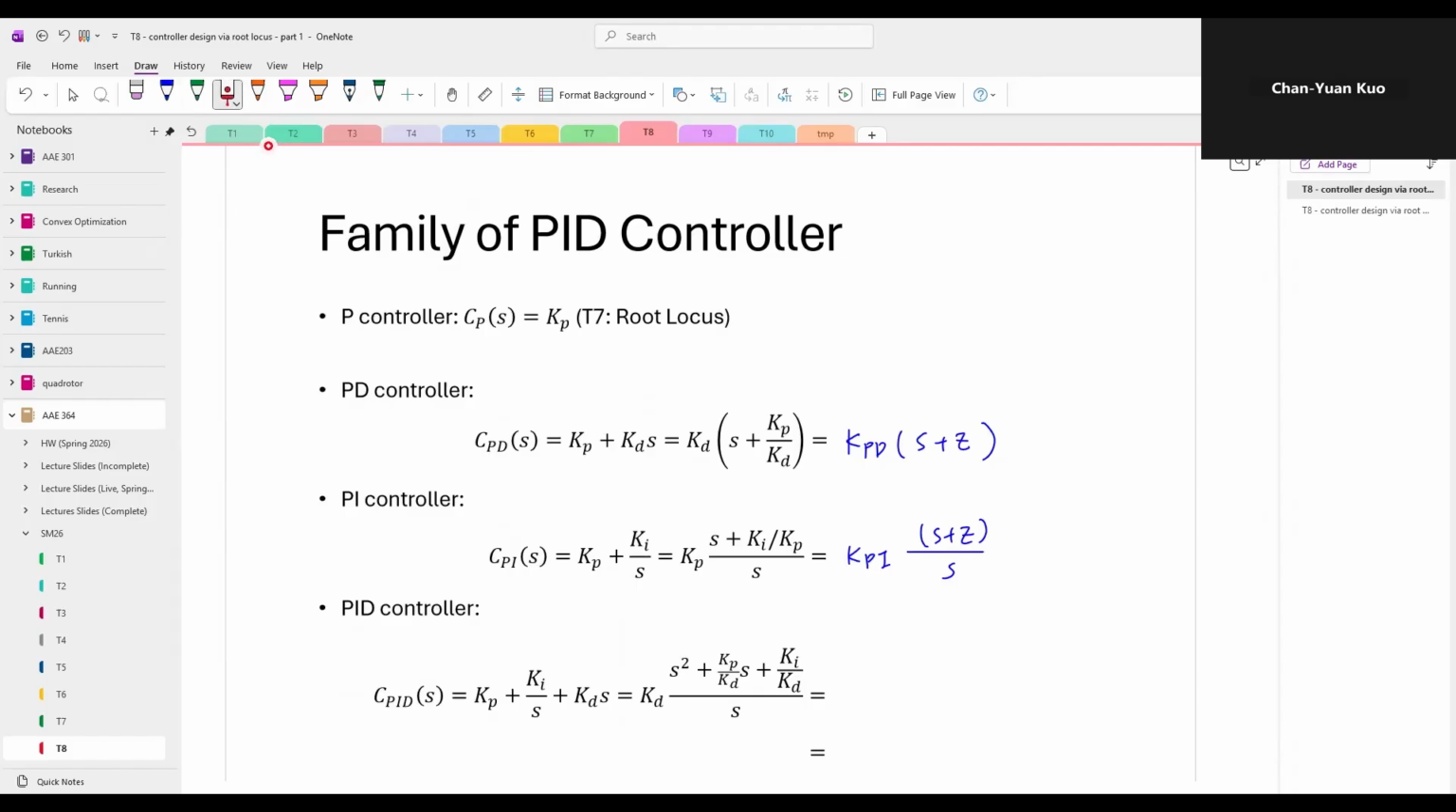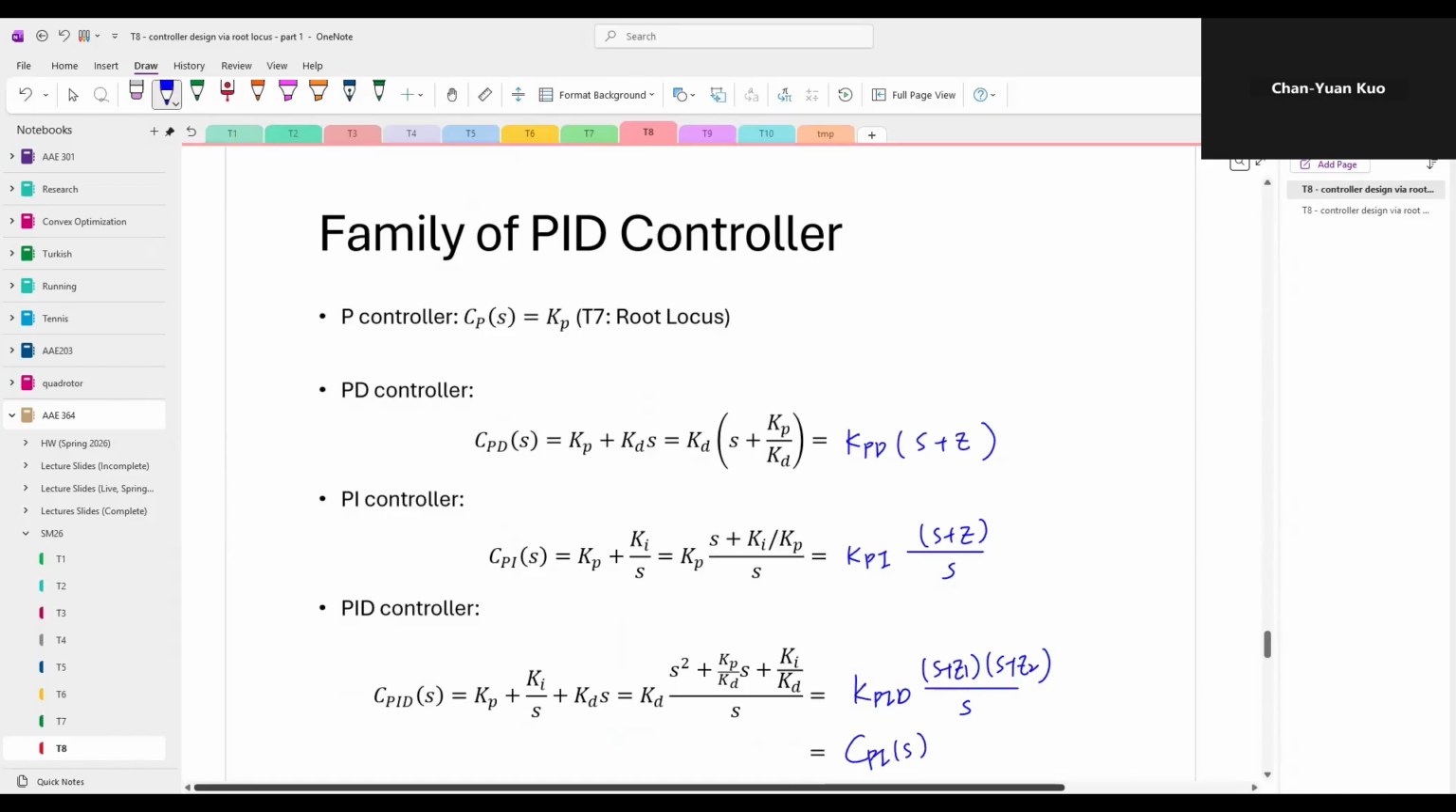Finally, notice that the PID controller can also be rewritten as a gain multiplied by a pole at the origin and 2 zeros. This also means that it can be viewed as the product of a PI controller and a PD controller. And this factorization will be especially useful for root locus design.